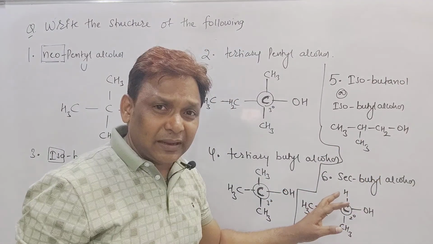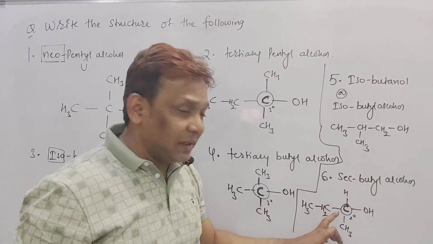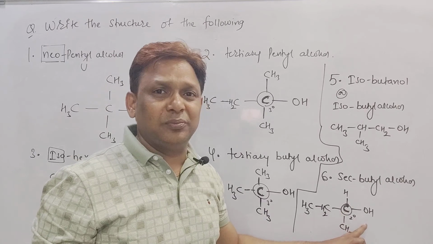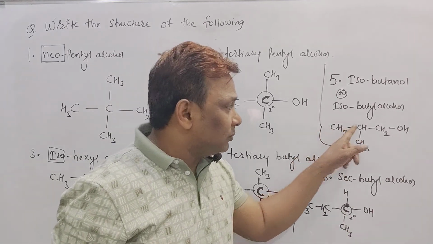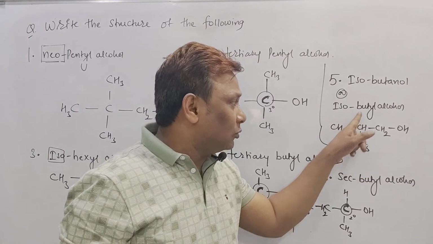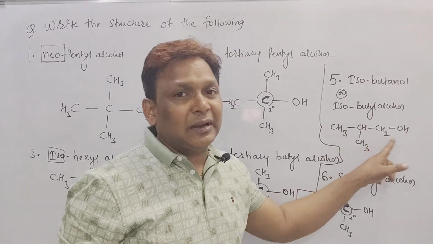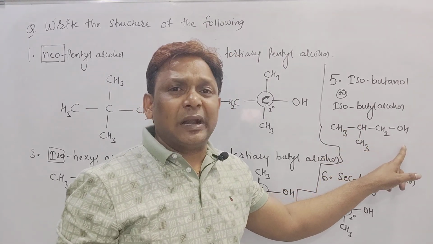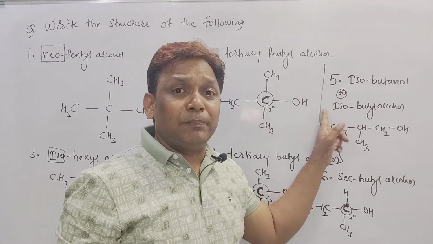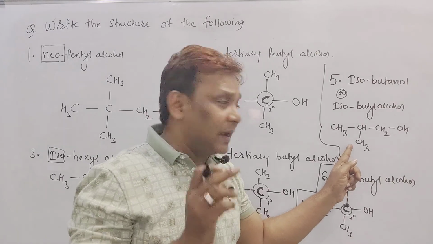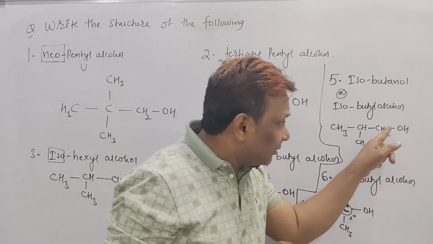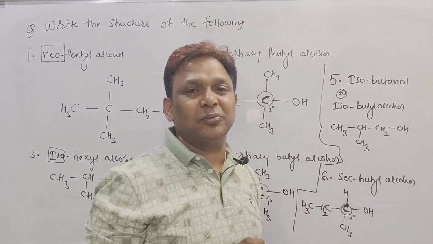If it is a secondary alcohol, they are asking, make the secondary carbon, put the OH group. If they are asking isobutyl alcohol, first you make the iso group and count the number of carbon atoms, add one more, and then OH. Suppose they ask us to write the isopentyl alcohol, first you make the iso group. Pentyl means 5 carbon, 1, 2, 3, 4. One more CH2 put here and then the OH group.